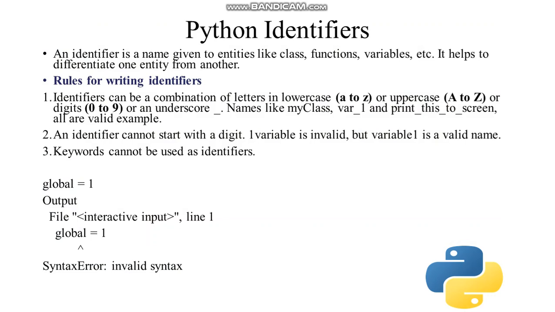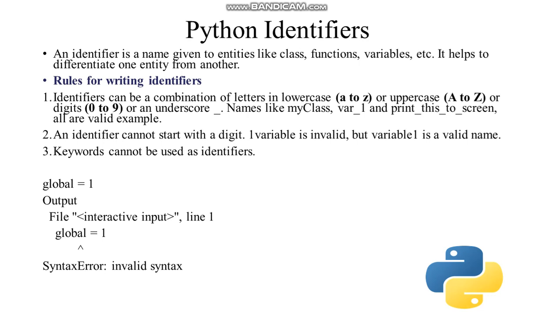Identifiers can be a combination of letters in lowercase a to z or uppercase A to Z, or digits from 0 to 9, or an underscore. Names like myClass, var_1 and print_this_to_screen are all valid examples. An identifier cannot start with a digit. 1variable is invalid, but variable1 is a valid name.